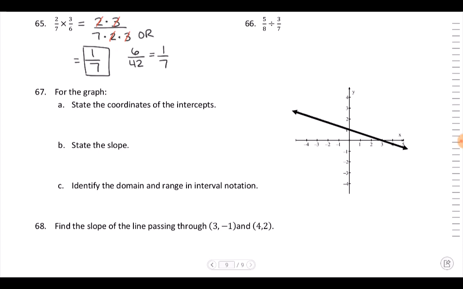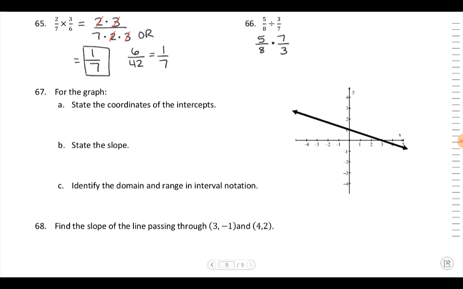Okay, for number 66, we're dividing fractions. And in order to divide fractions, you have to first rewrite it as a multiplication problem. So you keep the first one, change the sign in the middle, and you flip the second one. So keep, change, flip, if you recall. And then from here, it's the same as number 65. You know, straight across, multiply.